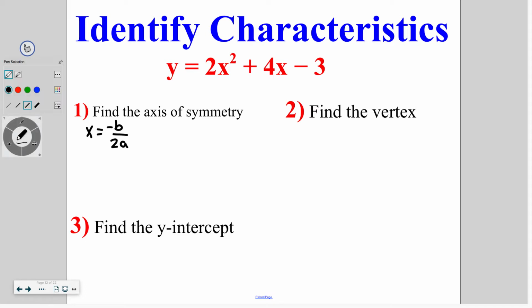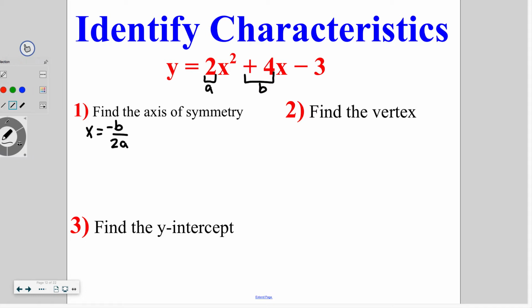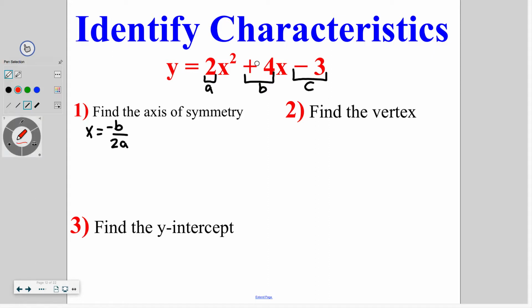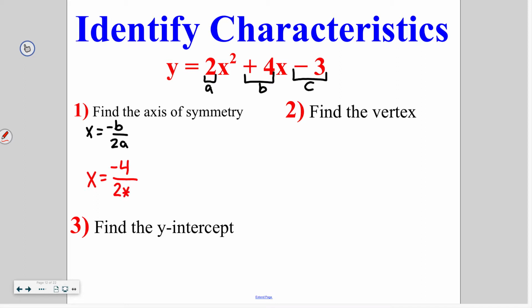Looking at our equation up top, we have a value for a, we have a value for b, and we have a value for c. So in order to find the x, we're going to start by taking the negative, or the opposite of this b value. So x is equal to, since we had a +4 to start, it's going to be negative in the equation. Then on the bottom, we have 2 times our a value, which in this case is 2. So my equation is now saying -4 divided by 4, giving me x is equal to -1. That is the axis of symmetry.